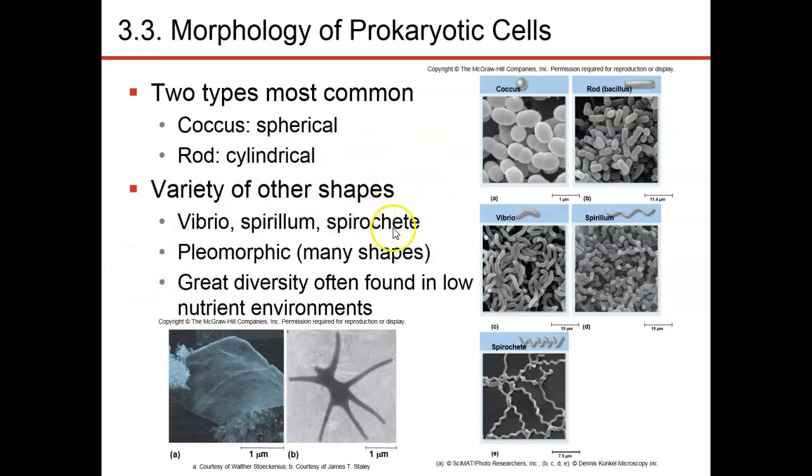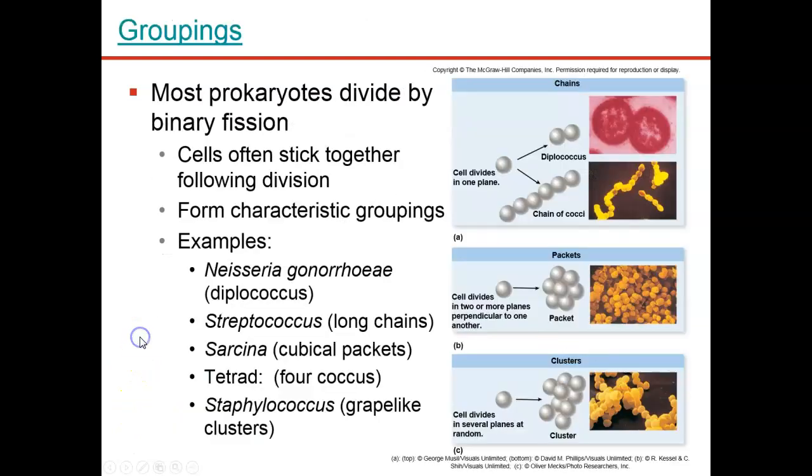So you'll find different shaped cells in both archaea as well as in bacteria, but we're going to focus mainly on the bacteria. So bacterial cells replicate via binary fission, and when they produce new cells, oftentimes they stick together.